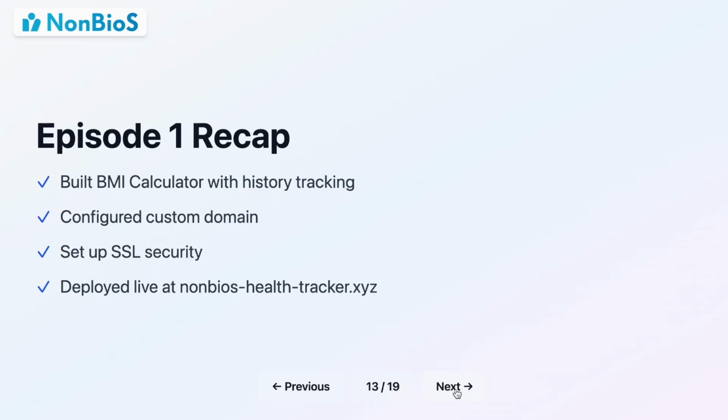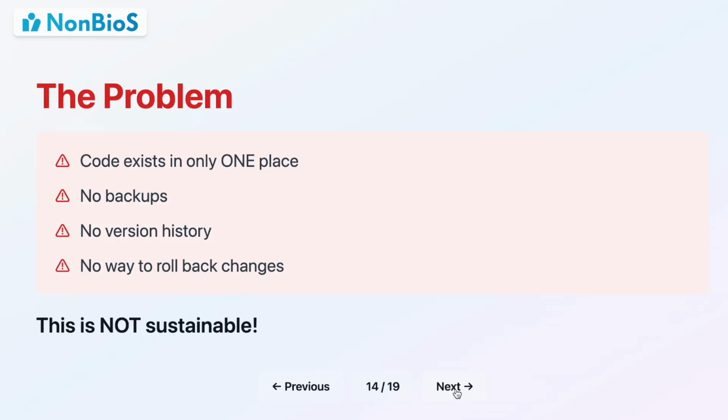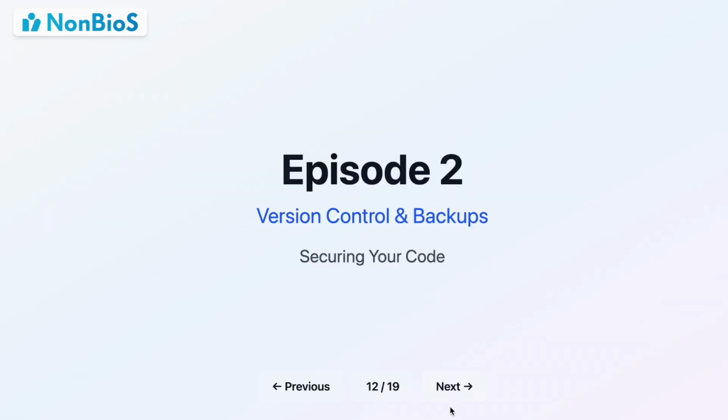Right now, all of our code exists in just one place, on the NonBioS virtual machine. We have no backups, no version history, and no way to collaborate or roll back changes. That's not sustainable for any real project. So in this episode, we're addressing that.